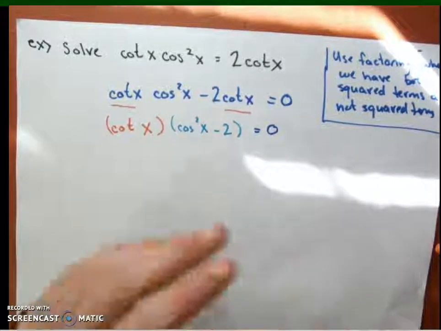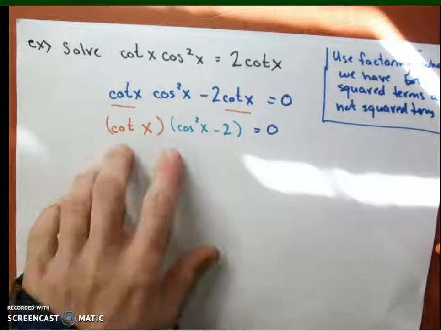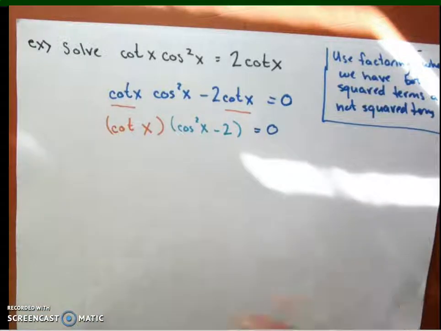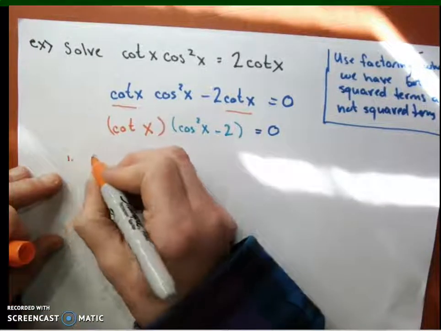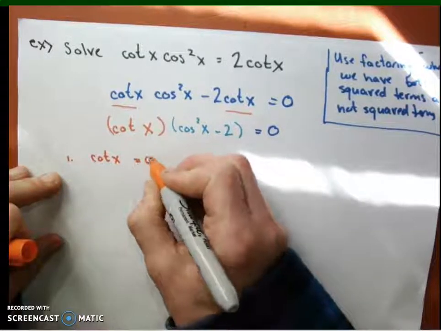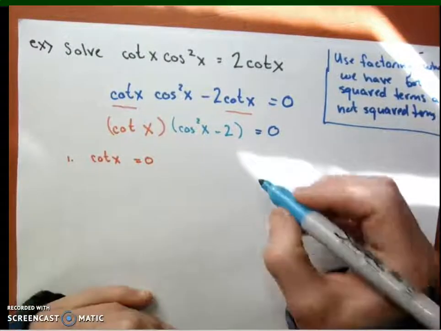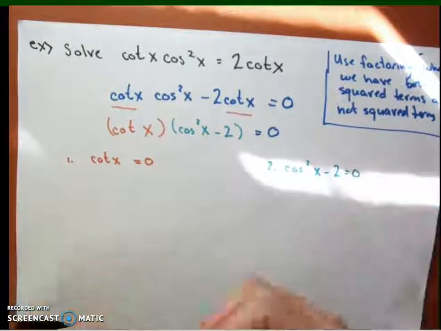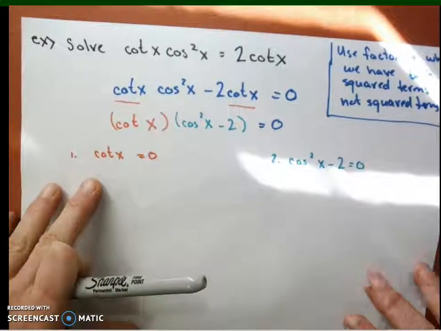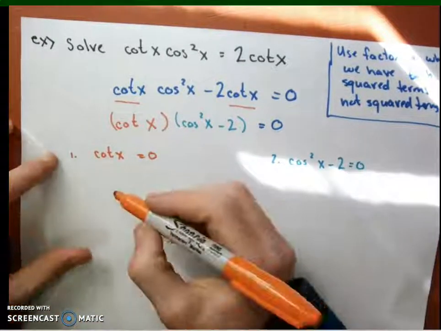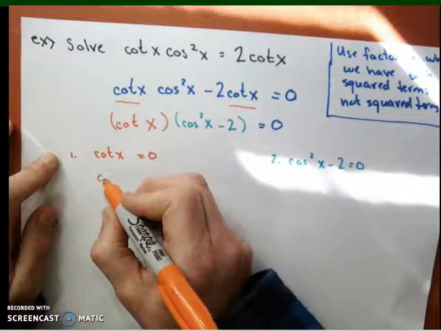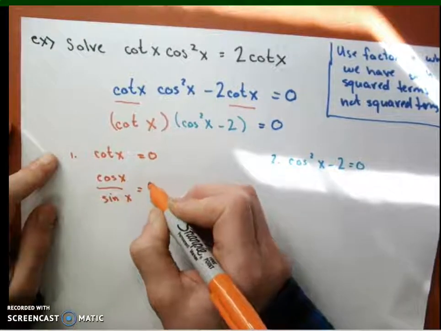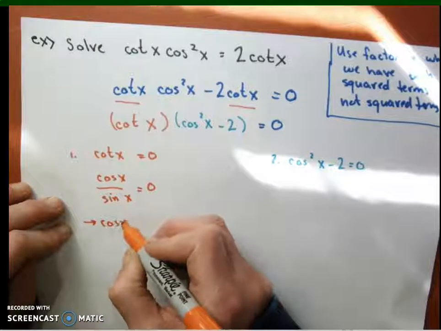So now I use my strategies for solving equations that are factored. If I have two things which multiply to 0, that means that either the first one is 0, or the second one is 0. So let's deal with this one first. If cotan of x equals 0, well, remember that cotan is cosine of x over sine of x. So this means that cosine of x has to equal 0.